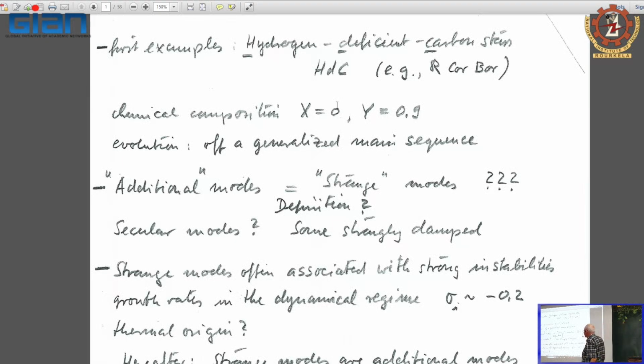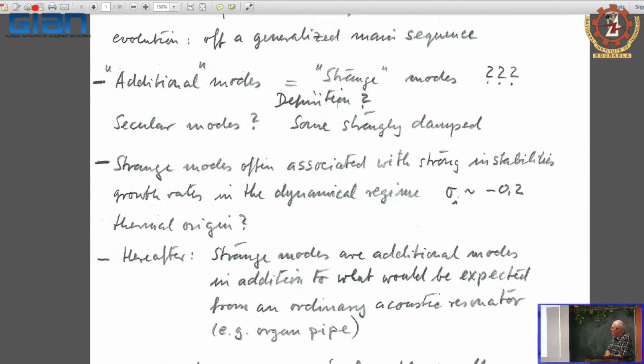Okay, so the second part: strange modes are often, not always, associated with strong instabilities, and the growth rates are in a dynamical regime. Sigma i is of the order of minus 0.2 or even smaller. The question then, of course, is whether these modes are of thermal origin, and for a long time people have thought they are.